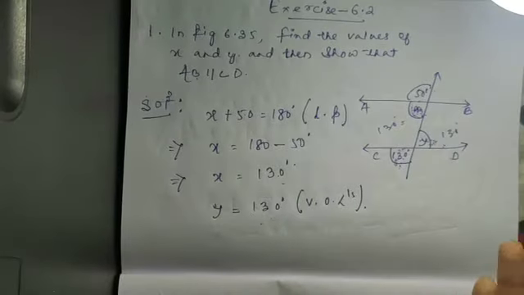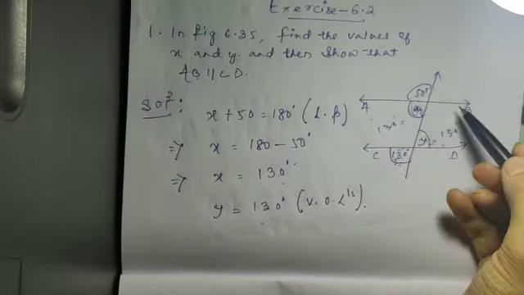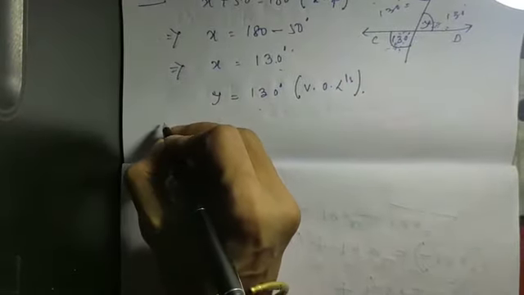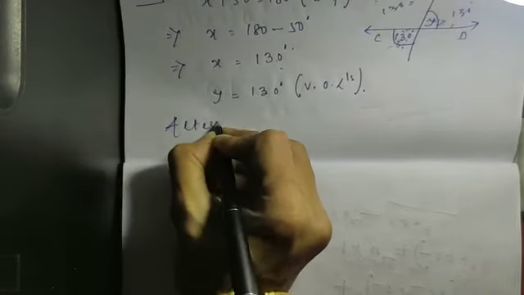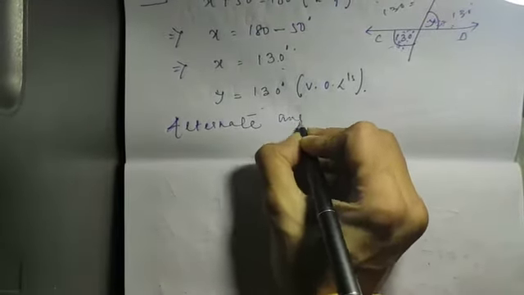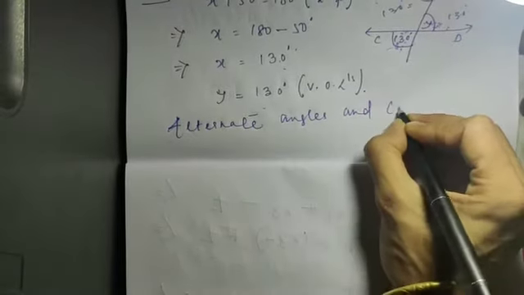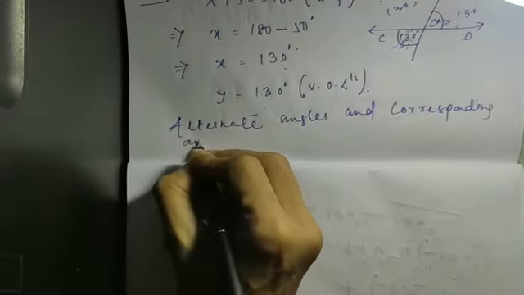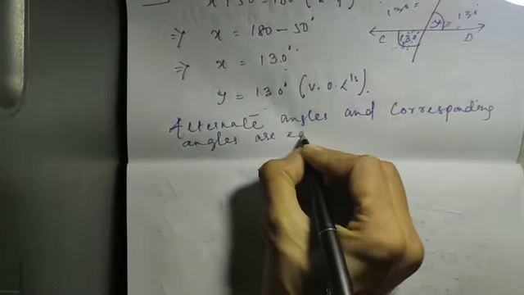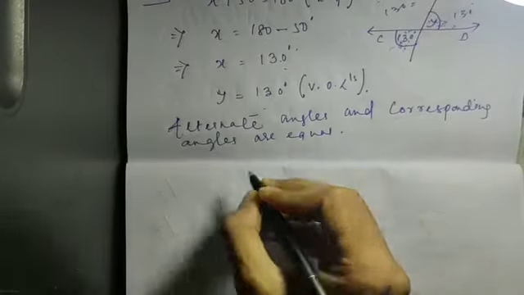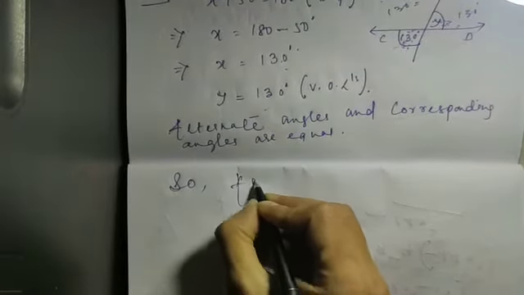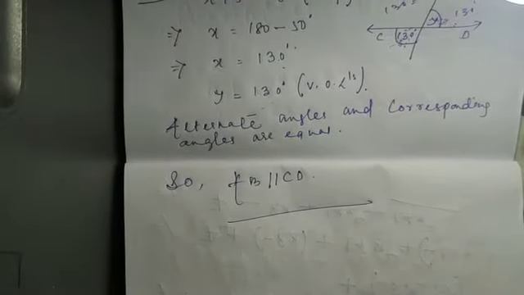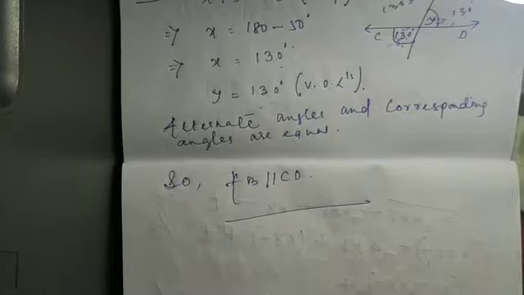So since alternate angles and corresponding angles are equal, we can say that these lines are parallel, by the inverse property. So we will write down: alternate angles and corresponding angles are equal. So AB is parallel to CD. Done. I hope it is clear. Let's see the next sum.